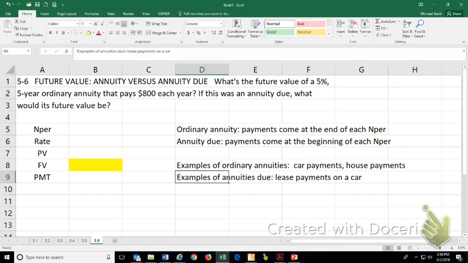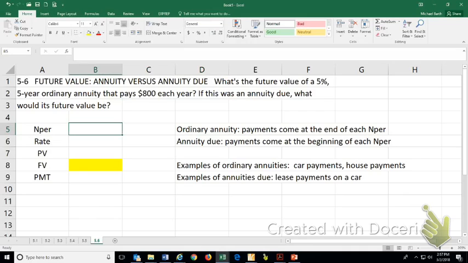So when you look at the rent on an apartment, for instance, you prepay the rent. When you borrow money, you actually pay the interest on the borrowed money after you've had it for a while. Okay, so that's the big difference in the two. We set them up the same way.